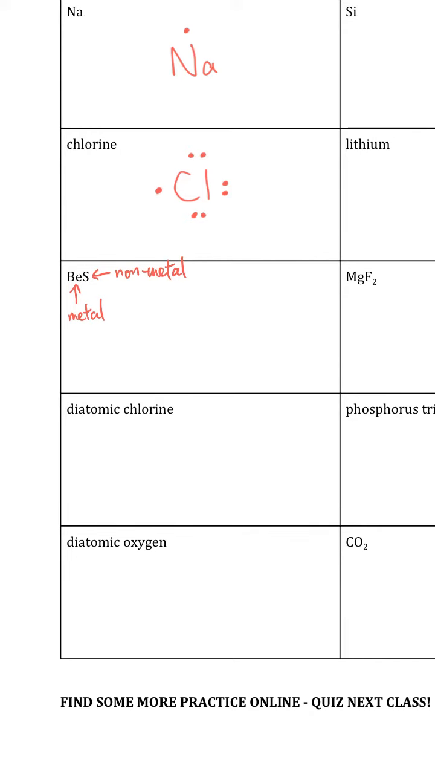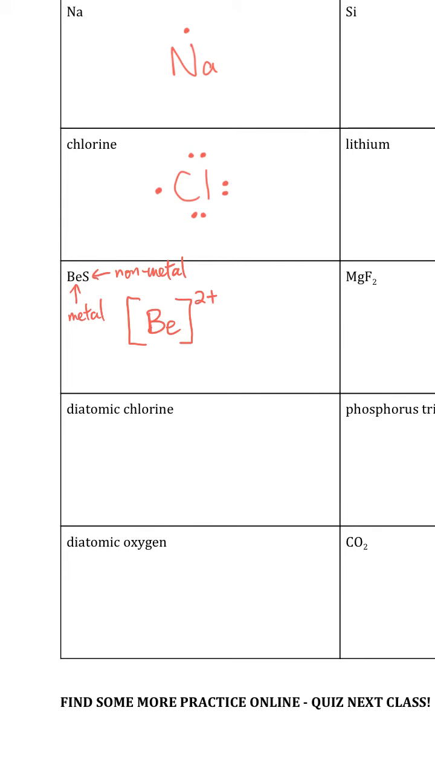So since this is an ionic bond, we expect to see charges, which in Lewis diagrams we will indicate by using square brackets. So here we are going to put Be in square brackets and then indicate the charge on the outside to the top right. So for beryllium, it's 2 plus.